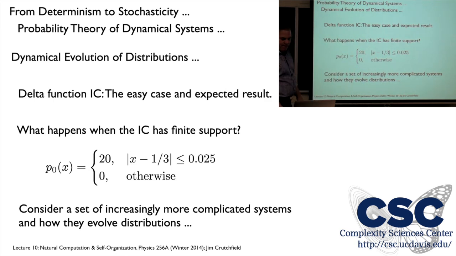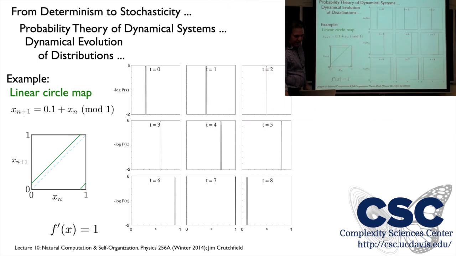Okay, so here's the first example, which is actually familiar to us because we talked about this when we did the map lattice. It's called the linear circle map. So here it is drawn out. We have the identity here, and there's just an offset. In this particular case, just 0.1. So to x0, I just add 0.1, add 0.1, add 0.1, add 0.1, until it gets up to here. Then I mod 1 and it wraps back around again.